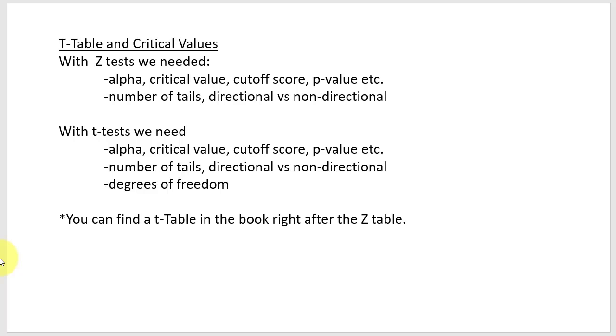T-scores are just a measurement of the number of standard deviations away from the mean, just like a z-score is the number of standard deviations away from the mean. The cutoff t-score is going to indicate how far away from the mean our sample score needs to be in order to consider it significant.